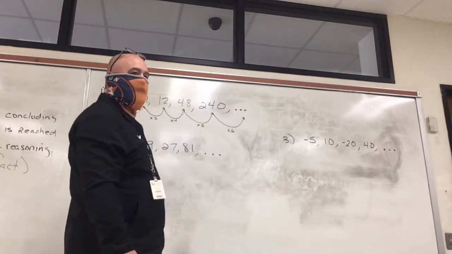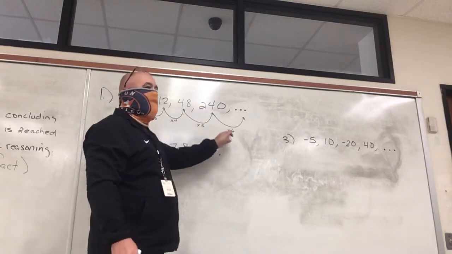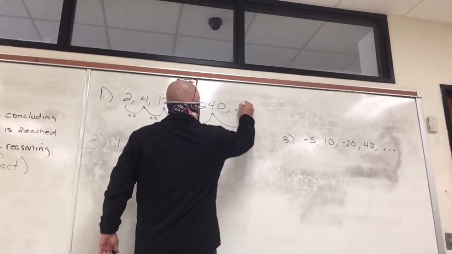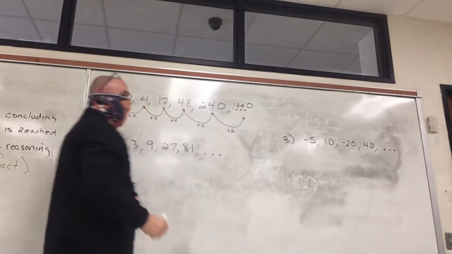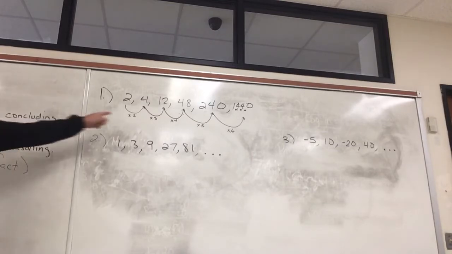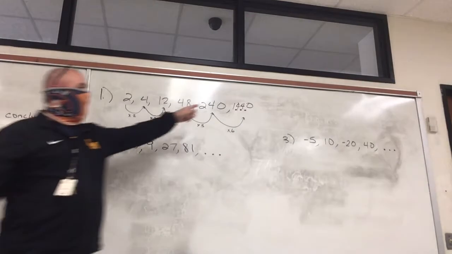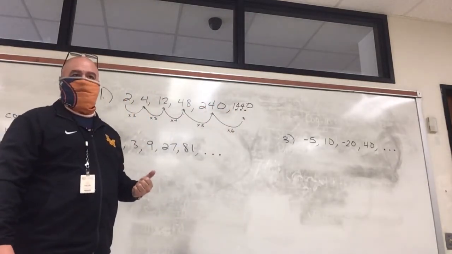Now I'm going to use a conjecture to find my next number in the pattern. I'm going to take my handy dandy calculator that nobody has, and I'm going to multiply 240 times 6. Here, I'll help you out. 1440. That's my next number in the pattern. So I've used inductive reasoning to find the pattern, and I've used a conjecture to find the next number in the pattern. And that's how I do these problems.